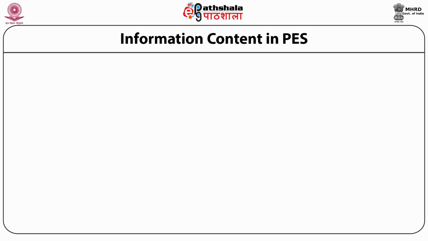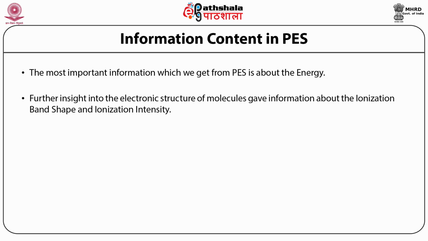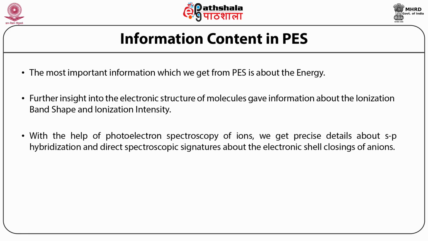Then we come to the information content of PES, which we get from photoelectron spectroscopy. The most important information which we get from PES is about the energy. Further, insight into the electronic structure of molecules gives information about the ionization band shape and ionization intensity. With the help of photoelectron spectroscopy of ions, we get precise details about sp hybridization and direct spectroscopic signatures about the electronic shell closing of anions.